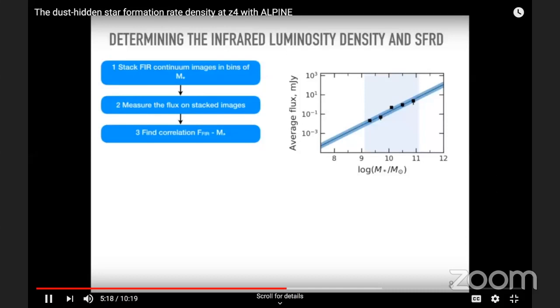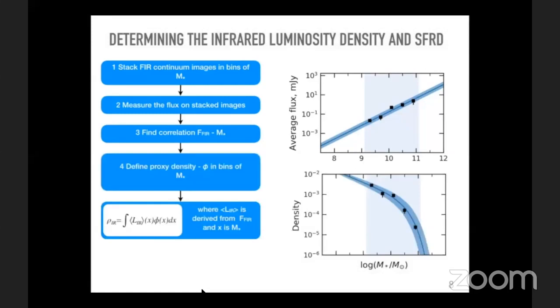And we need to add to it the information about density. And this we can get from the literature. We can use the galaxy stellar mass functions to determine the density in each bin, and then we can just convolve these two functions and we can get the infrared luminosity density. And if we extrapolate it to lower and higher stellar masses, we can get the total infrared luminosity density, which can be then converted to star formation rate density.